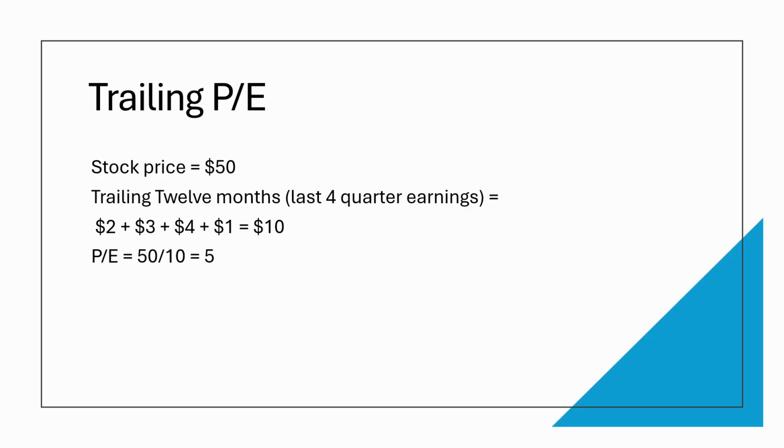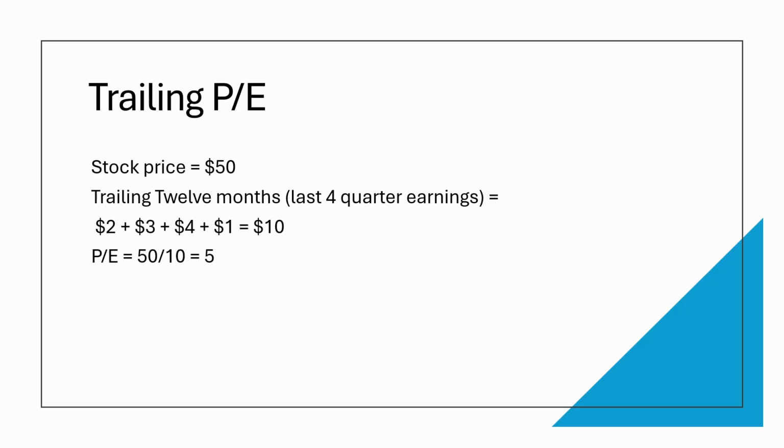Now that we know how to calculate PE ratio, let's understand trailing PE. If nothing is mentioned with a PE, it generally means trailing PE. Trailing PE, as the name suggests, is calculated by dividing the price of a stock by its last 12 months earnings, or you can also say last 4 quarters earnings.